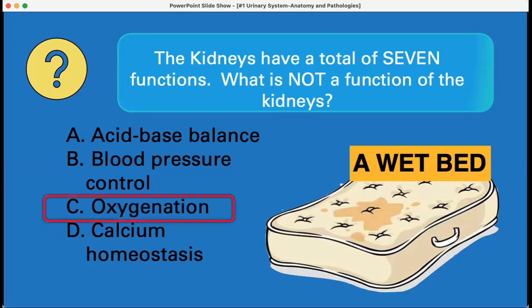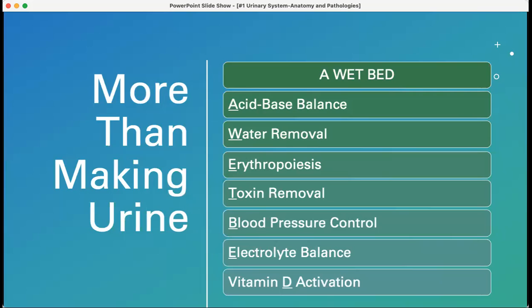So the right answer is it doesn't oxygenate the blood, but it does so much more. It allows for getting normal acid-base balance, so you can keep the pH of your blood at normal 7.43. It takes care of excess water removal.